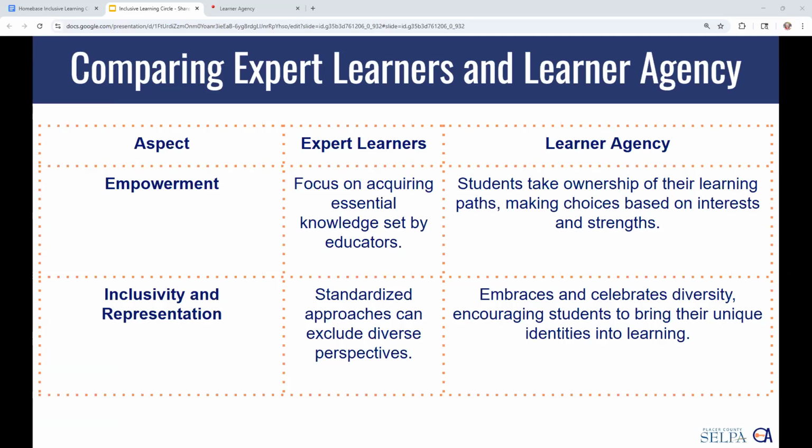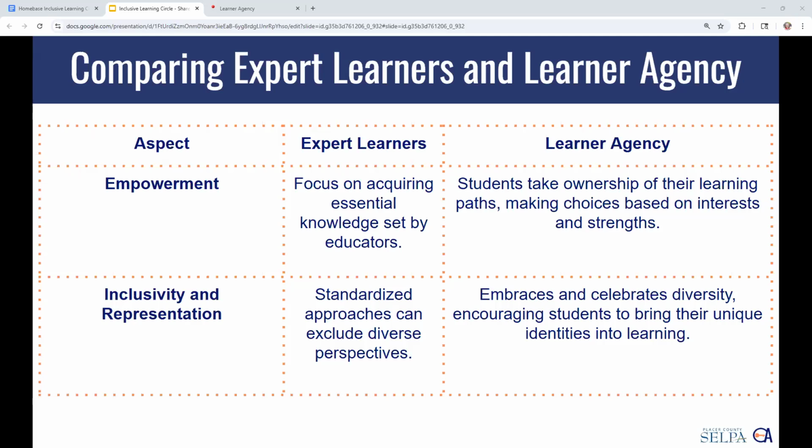So when we talk about expert learners, there's a focus on, again, acquiring those essential knowledge or skills, which is really often set or planned by educators. And the shift of language to learner agency encourages teachers to empower students to take ownership of their learning paths. So in order for them to make their own choices based on their own interests, what their strengths are, and to empower them to set learning goals for themselves, and to also have that reflection along the way of what that learning process was.